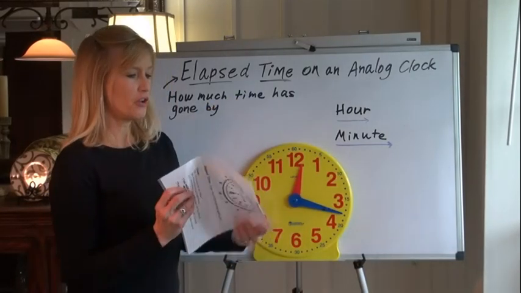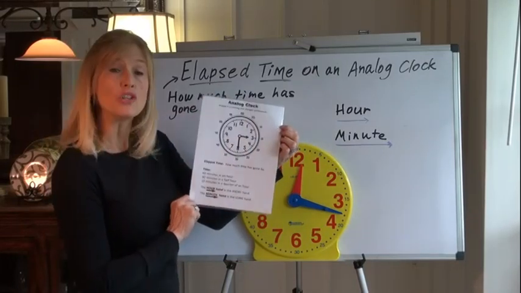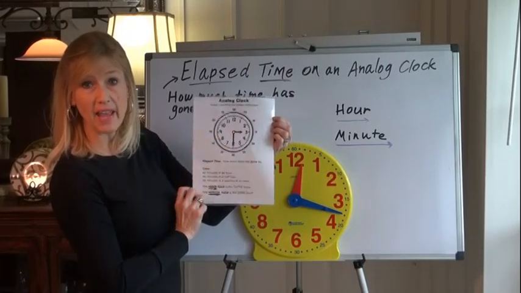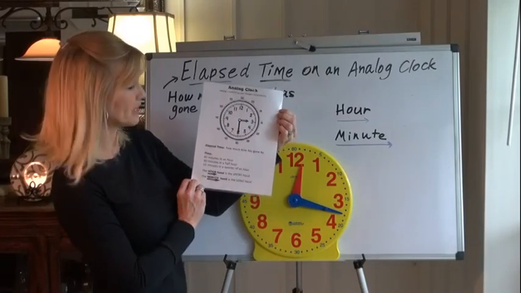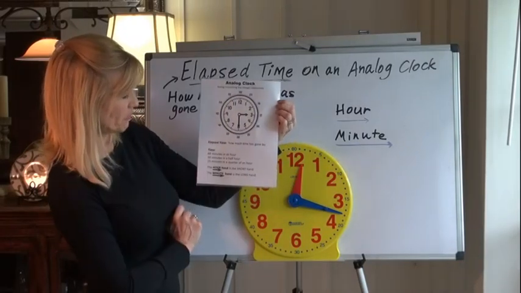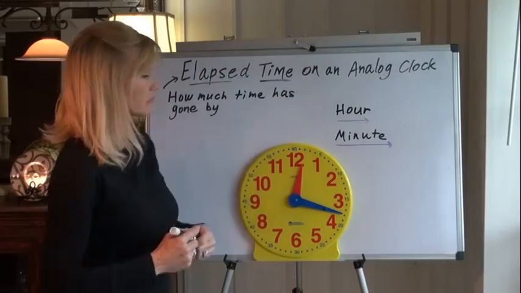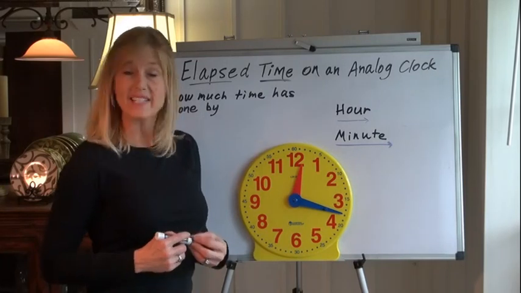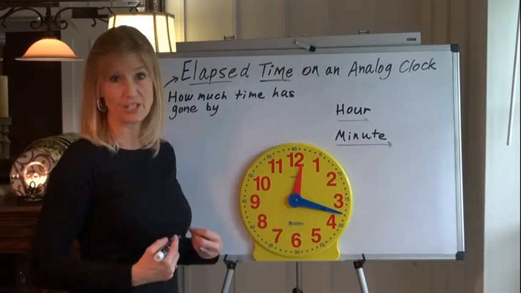I do want you to know that I did make a sheet for you, and you can print it off and use it this week just as a resource. It gives you a picture of an analog clock, which you might need at some point this week when you're figuring out elapsed time. And then it has some information down here. So feel free to print that off if you want. Just like so many things in math, there are usually several different ways to get to the answer. So we're going to be going through different examples to show you how to do this.